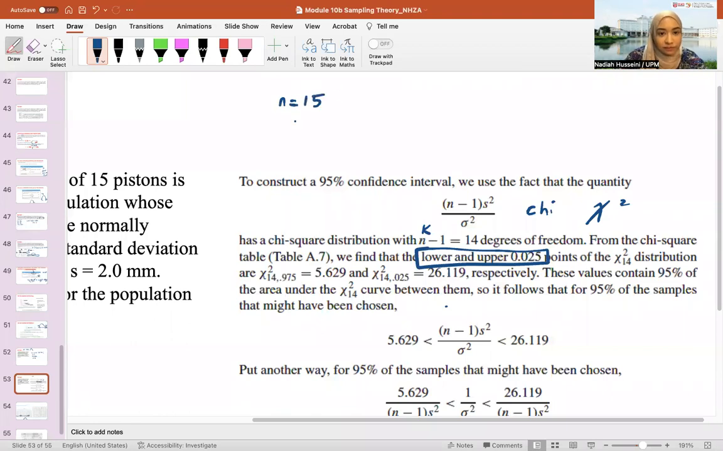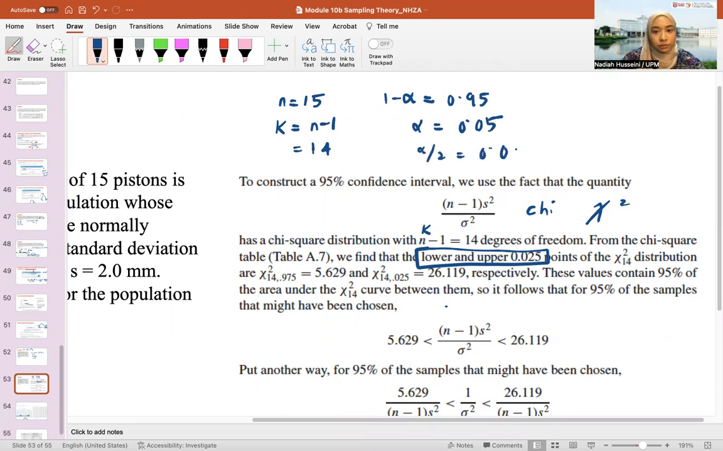So our n is 15. K is our degrees of freedom, which is n minus 1. This is 14. We want a 95% confidence interval, which means that 1 minus alpha is 0.95. Therefore, alpha is 0.05. Therefore, alpha over 2 is 0.025. Does that ring a bell? So this is where the 0.025 comes from.